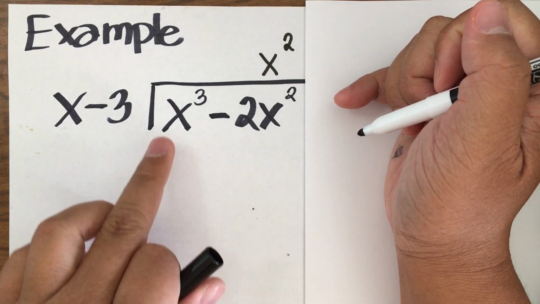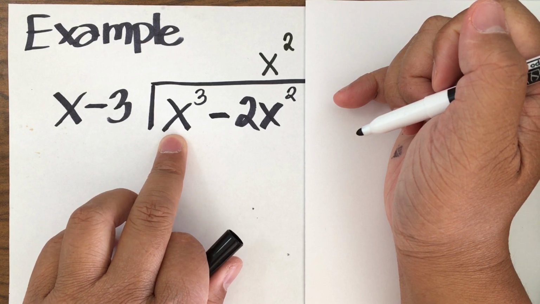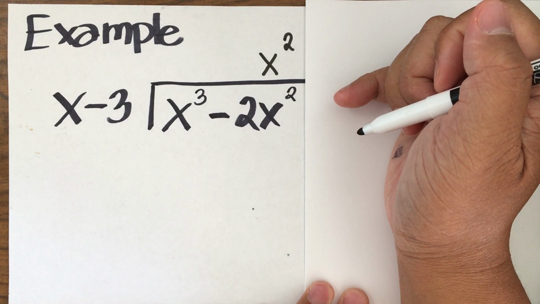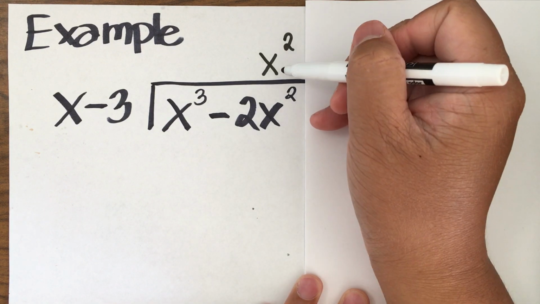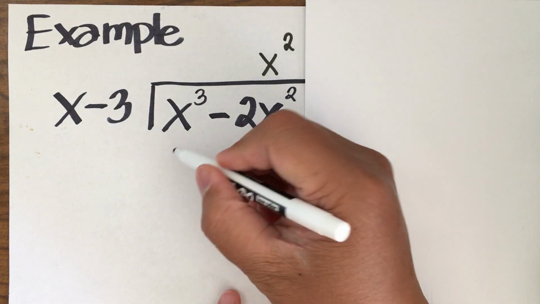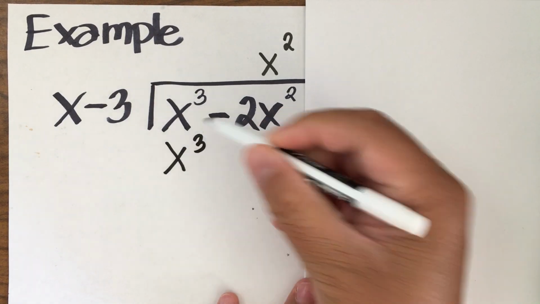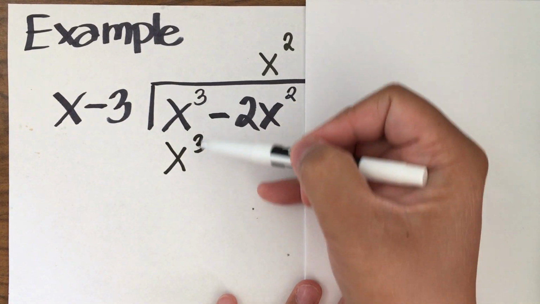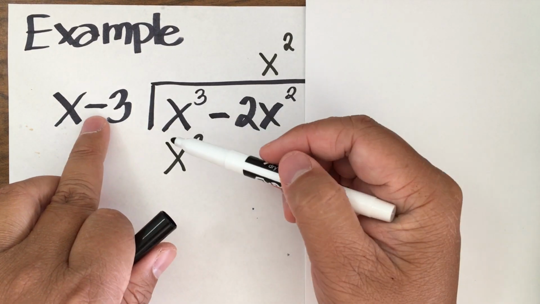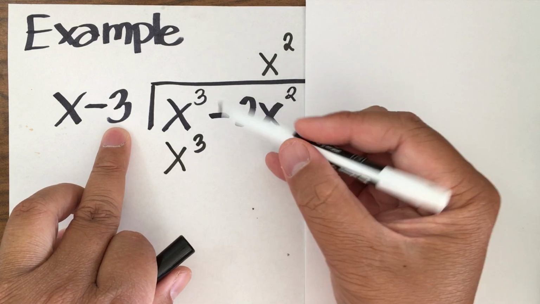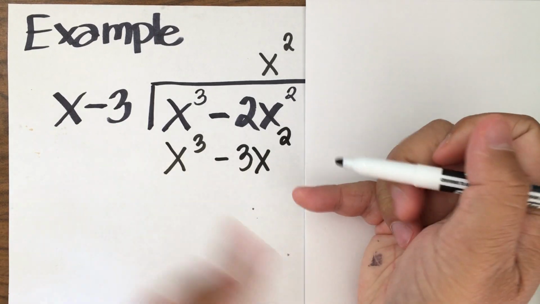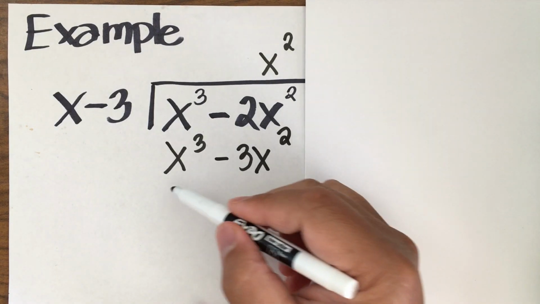Take note, if this is positive, then the term on top should always be positive. So x squared times x, how many x this time? We have 3, so you have x cubed. You guys get that one? That's our goal, to get that. And then x squared times negative 3x is negative 3x squared. Then we proceed to subtraction.